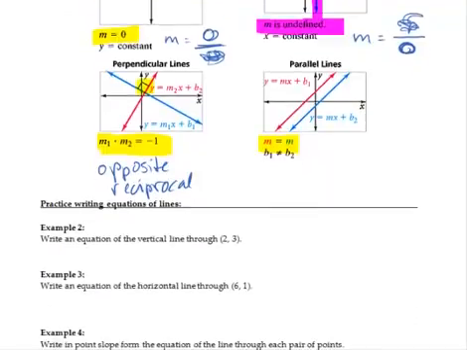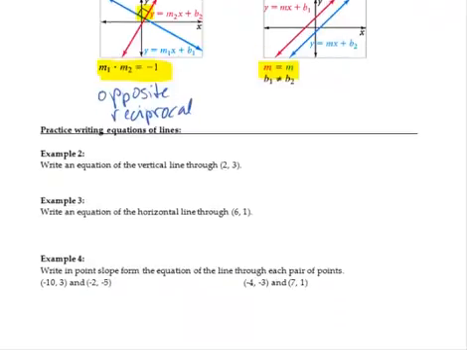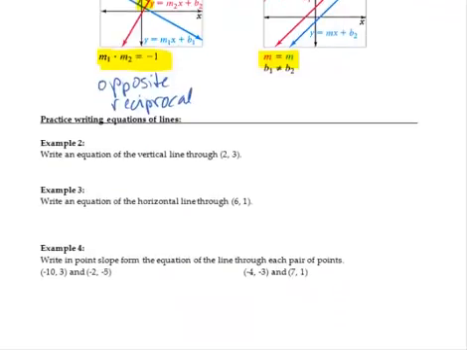First of all, write an example of a vertical line through the point 2, 3. I always like to kind of visualize what's going on here. So if I have a point through 2, 3, and it says a vertical line, so that means it's running straight up and down. This would be the example of our undefined line right here.